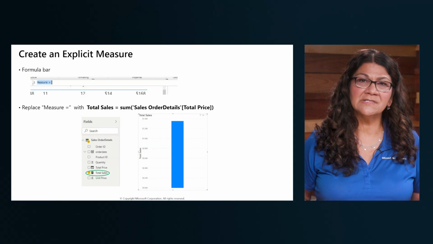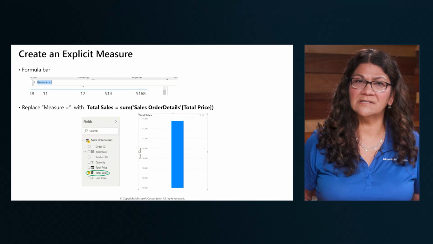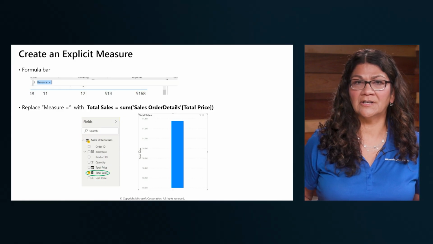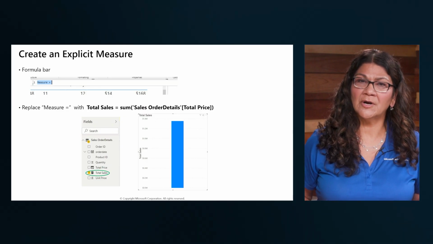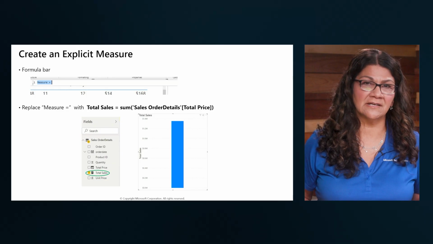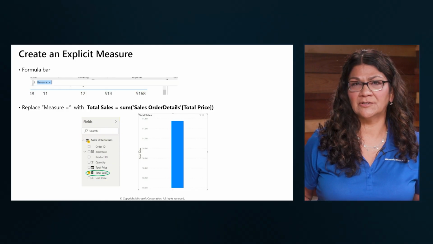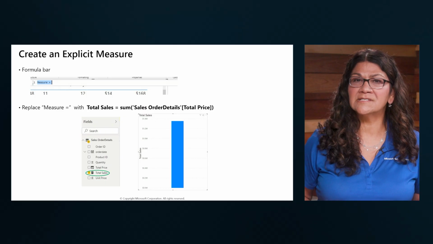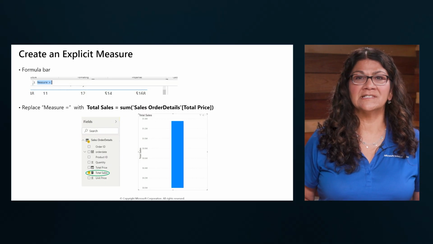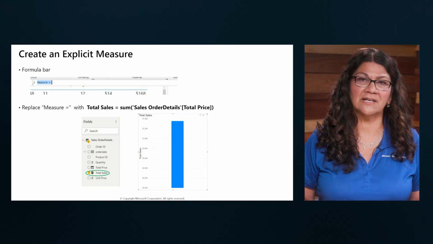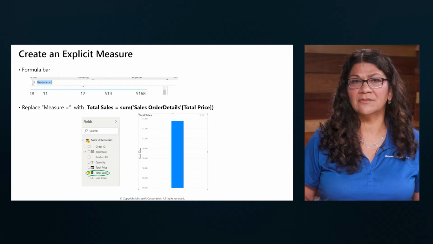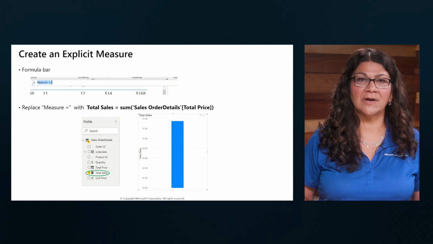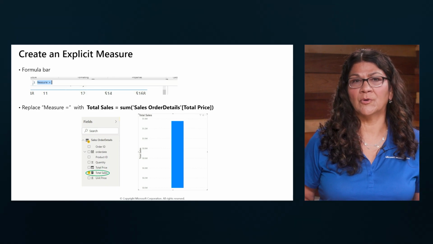To create an explicit measure, right-click the ellipses and select New Measure off the data pane in the Power BI desktop. Then use the formula bar to type in your DAX measure syntax to create an explicit measure. Here we are creating a total sales explicit measure, which is summing the total price field of the sales order details table. Your total sales measure now appears in the field pane, and it is ready to be dragged onto the report into your visualization.